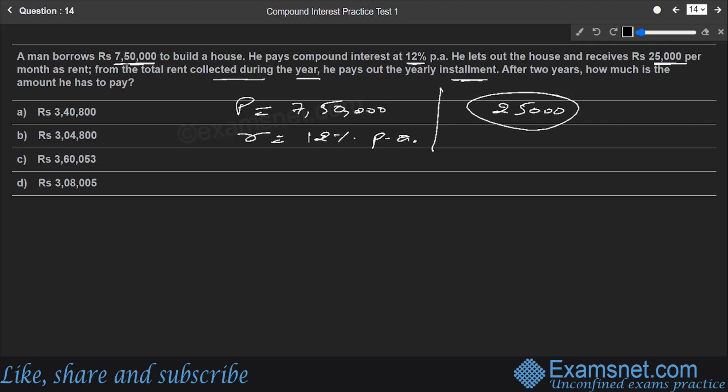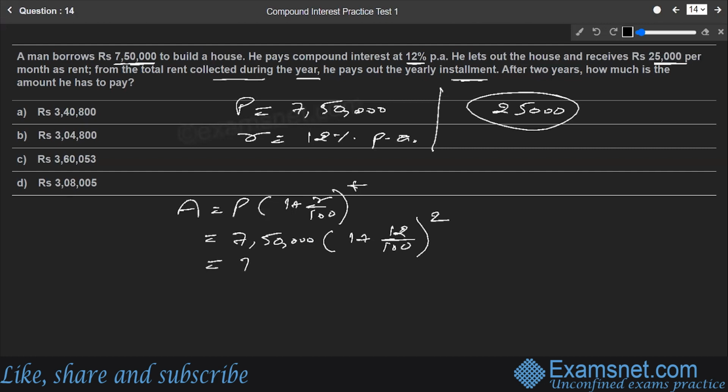Okay, so first of all, we want to calculate the total amount due to him as a loan. The amount formula is simply P into (1 + R/100) to the power of time, and the principal value is 7,50,000. The rate value is 12, so it's going to be 12 by 100 to the power of time. Time is, they say, after 2 years, so the time will be taken as 2.